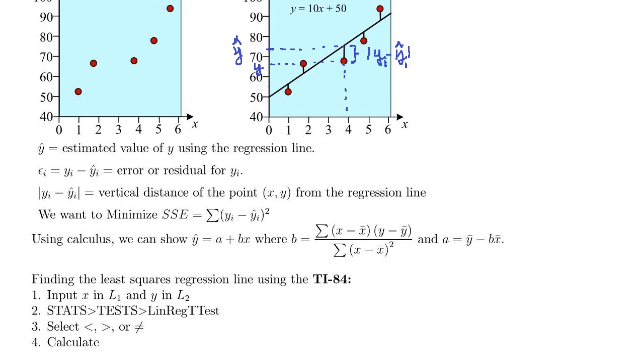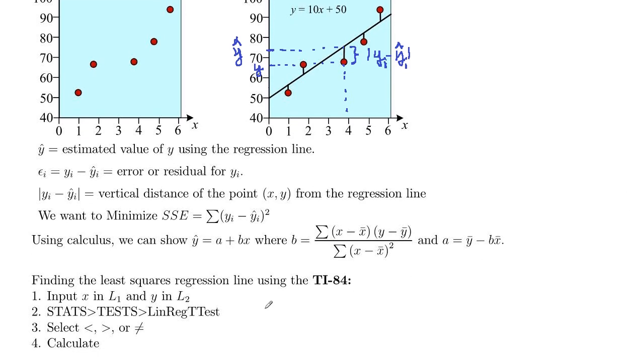The way that you find that least squares line using the TI-84 is you input your x in list 1, your y in list 2, and then you go to stat, tests, LinReg t-test, select whether you want to test less than, greater than, or not equal, so negative slope, positive slope, or just slope not 0, and then calculate. So let's try that.